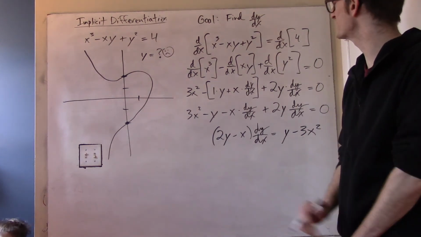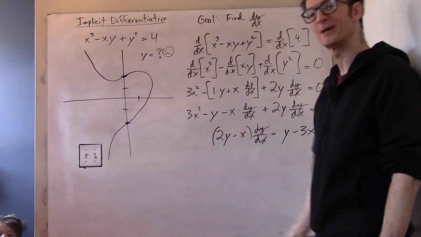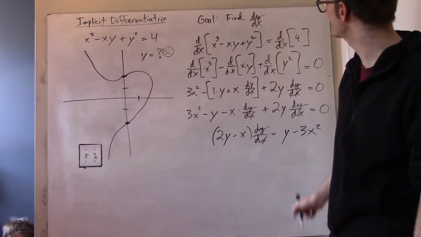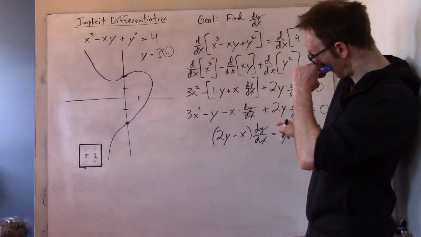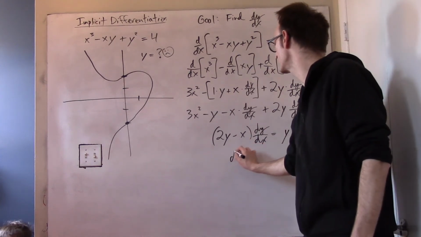So I moved these two terms over to the other side because they don't have any dy dx in them. I factored out dy dx and now I divide them.